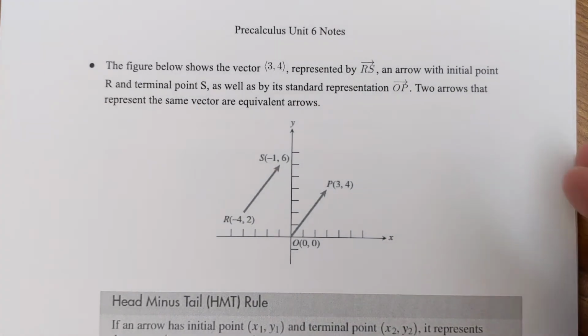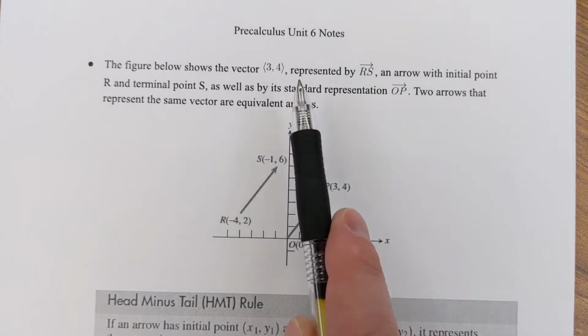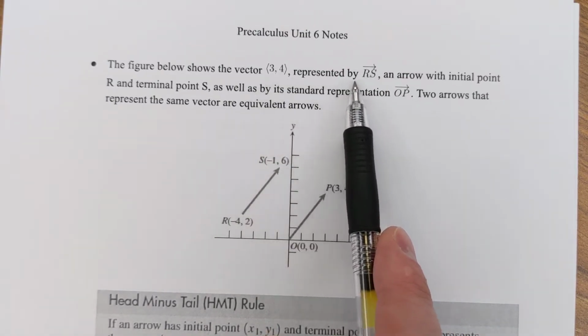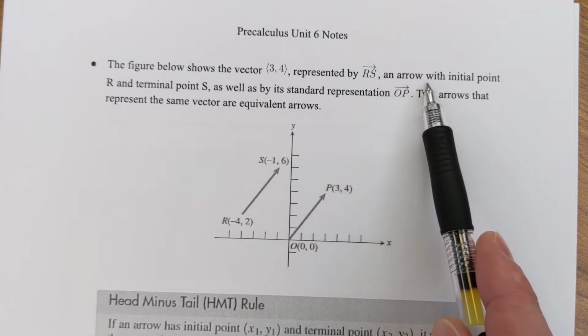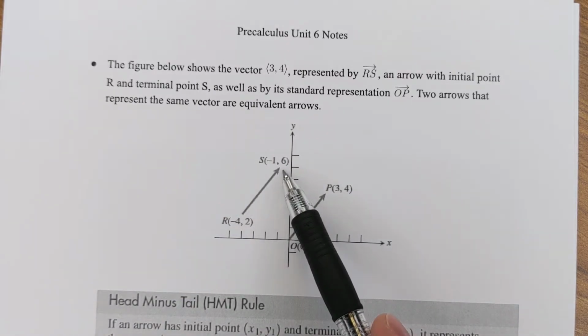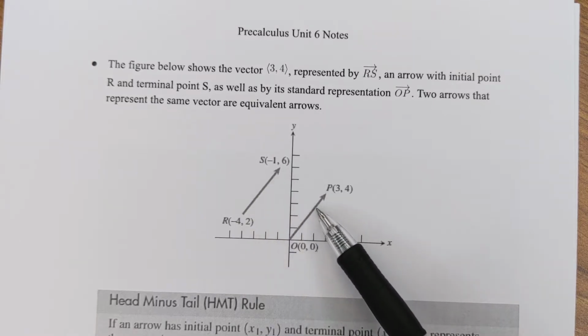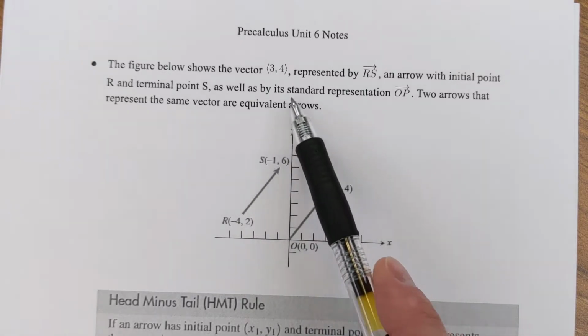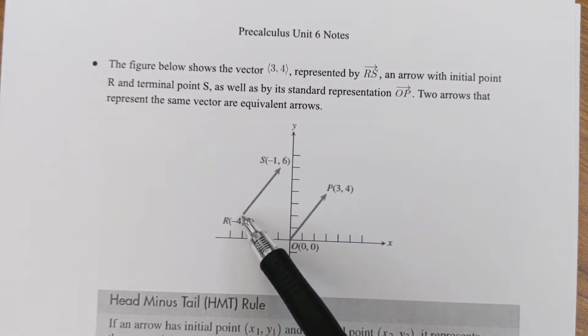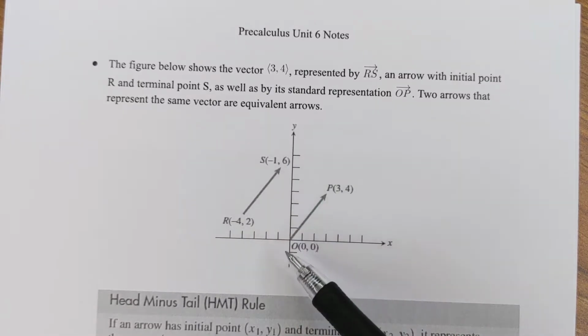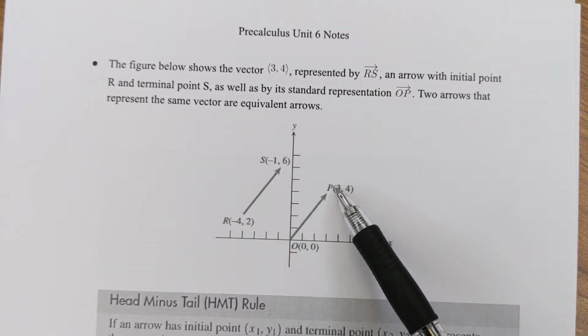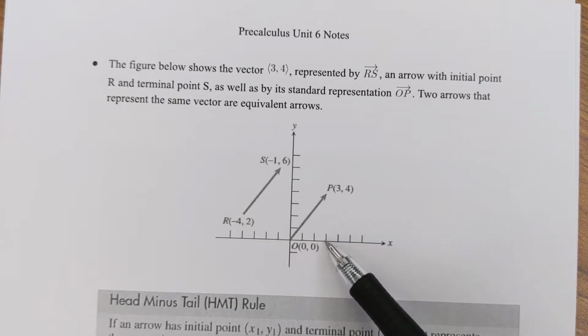Okay, so the figure below shows the vector ⟨-3, 4⟩, represented by RS, an arrow with initial point R and terminal point S, as well as by a standard representation OP. So they are the same vector. So ⟨-3, 4⟩ essentially gives you the directions. It's 3 spaces left, 4 spaces up. But where you start and where you end doesn't actually matter, as long as it's 3 spaces left, 4 spaces up.